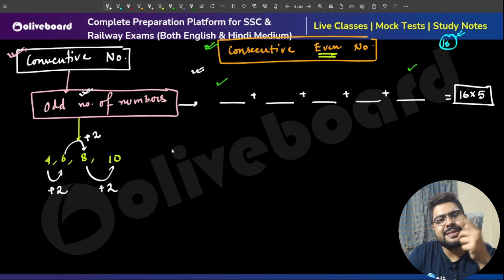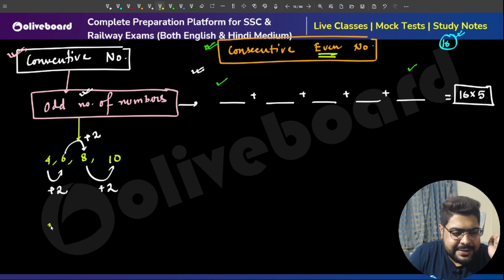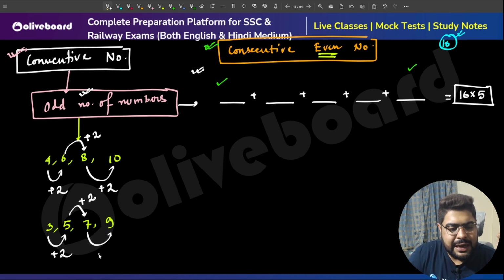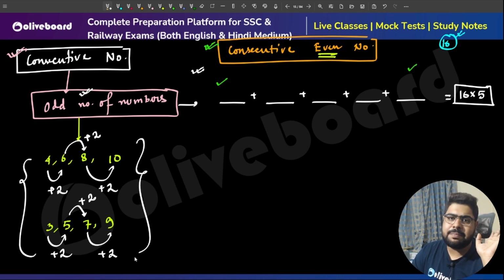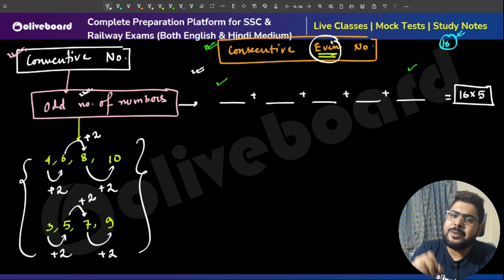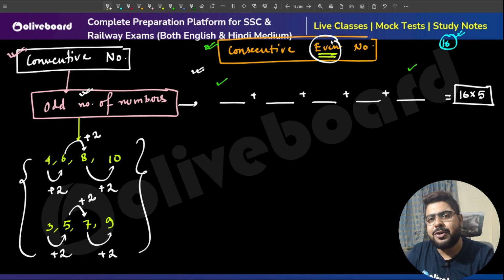Now, please understand the same thing actually happens for consecutive odd numbers as well. Say if I say 3, 5, 7, 9. So again, be it odd, be it even, the gap is always 2. If I write this, it is increasing or decreasing by 2 only. So it does not matter whether we are talking about even numbers or odd numbers.